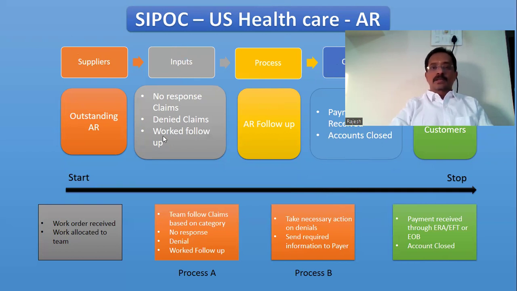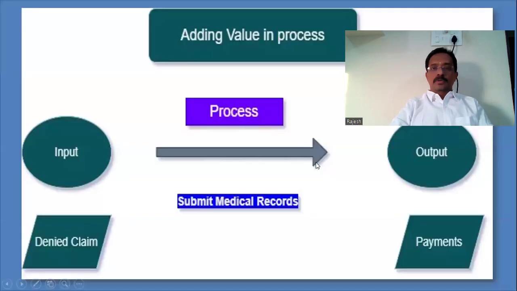For example, I'm sending a denied claim as an input, and my output is again a denied claim. There's no process; it's a failure in the process. That's what SIPOC means. SIPOC is talking about how I can improve my process.